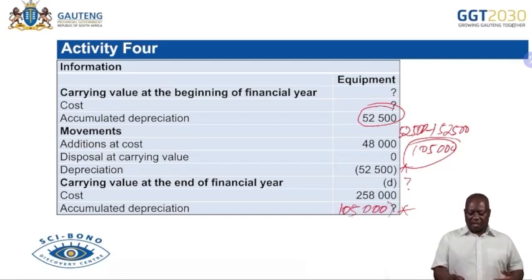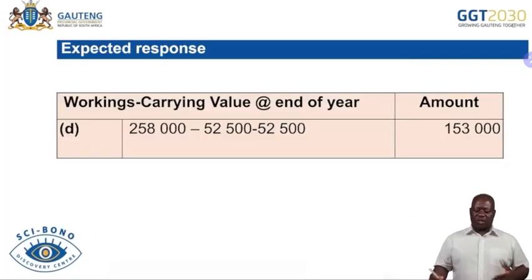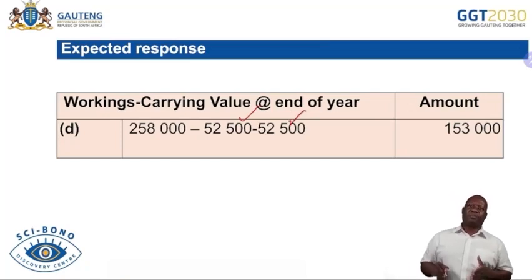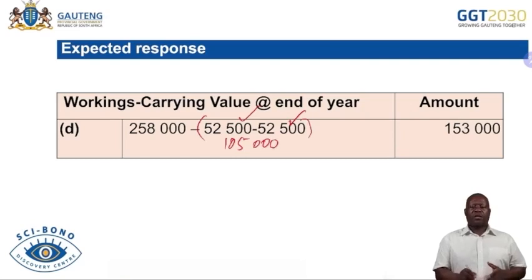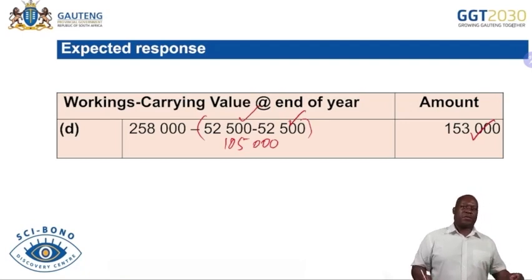I think when it's here, it's easy. It's going to be 258,000 minus 105,000. This is exactly what we are trying to do here. 258,000 minus the 52,200, which was the accumulated depreciation at start. And then we also subtract another 52,500, which is the depreciation for the year. And remember, these two can be added and gives us 105,000. And when we subtract this 105,000, it gives us our 153,000. Straightforward. Correct.